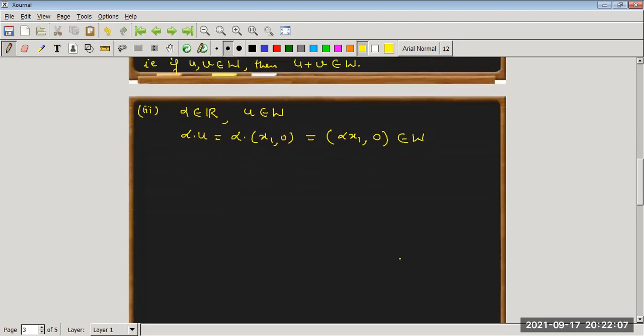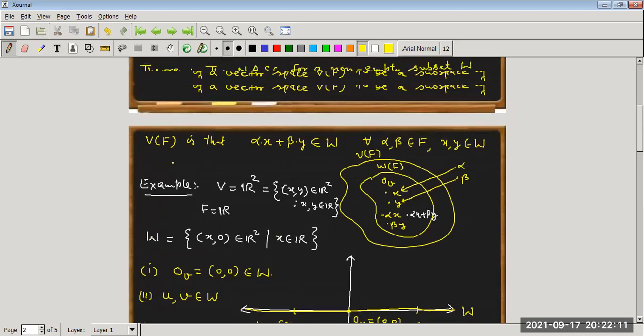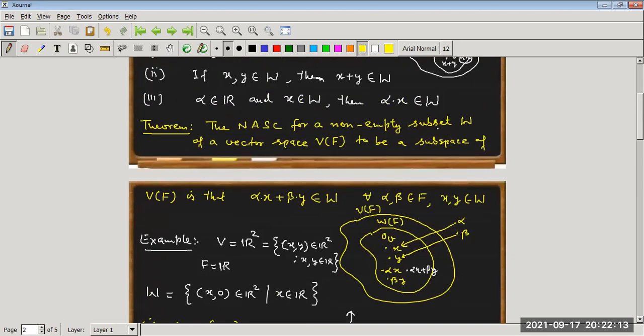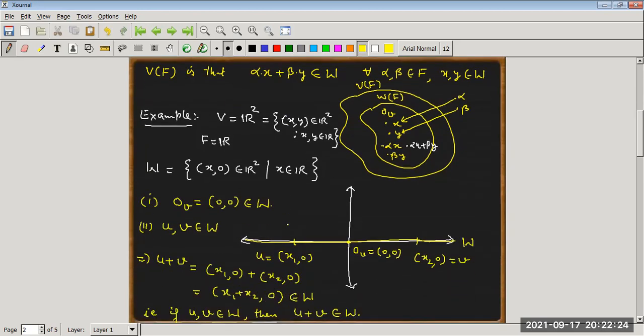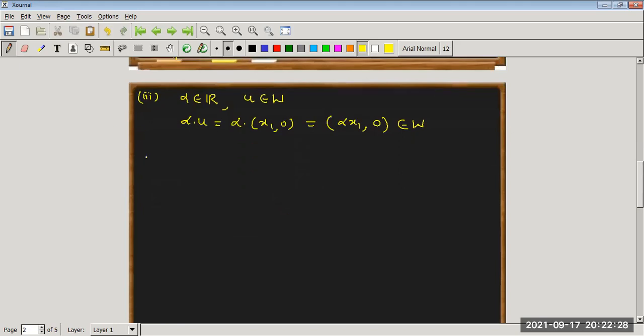We can also prove this because we know that the necessary and sufficient condition for a non-empty subset W of a vector space V(F) to be a subspace of V(F) is that alpha x plus beta y belongs to W, for all alpha, beta belonging to the field and x, y belonging to W. So we can also prove this by the necessary and sufficient condition. So how can we prove this?